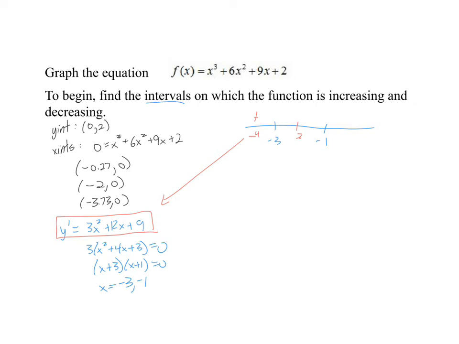Plug negative 2 in there, that gives us 3 times 4, which is 12. Take away 24 plus 9, which will end up being a negative number. So we can see that we're switching from positive to a negative slope. So we know then at negative 3, it's going to be a maximum. So that definitely helps out. So we have a maximum at negative 3.